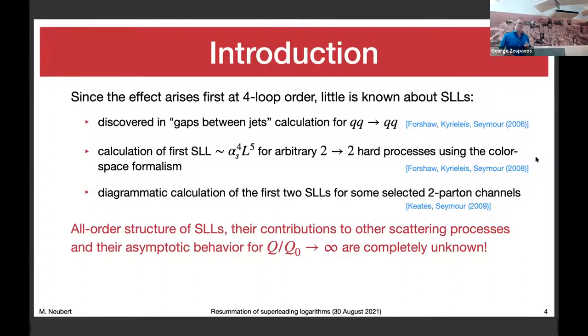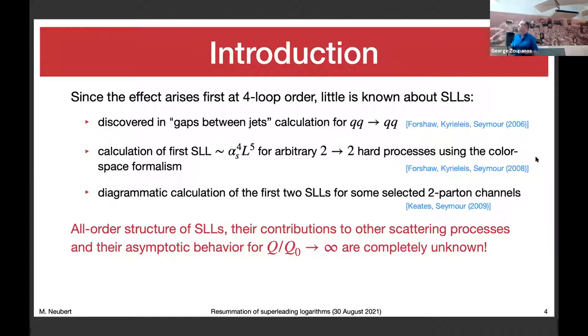Now, since these superleading logs happen first at 4 loop order, there's very little known about them. They were discovered in these gaps between jets observables that I discussed, in quark-quark scattering in 2006, and they were discovered with a question mark in the title. So it was argued that there might be these effects. There was no calculation, of course, really at 4 loop order demonstrating their existence. Later, 2 years later, the leading superleading log, so at 4 loop, was calculated for arbitrary 2-to-2 hard processes. And for a very selected set of two parton channels, also the next superleading log, alpha^5 log^7, was computed, and that's it.